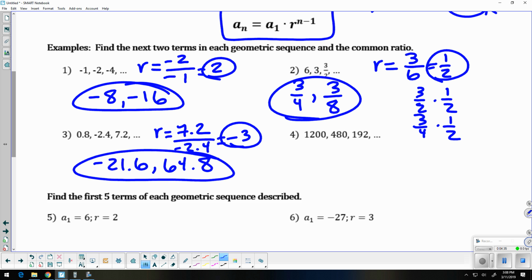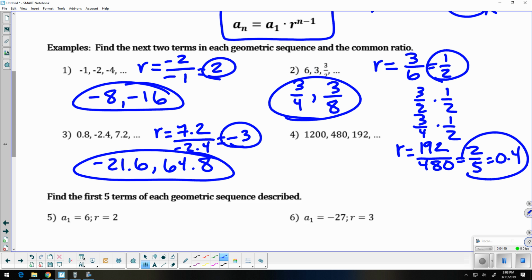And the last one, number 4, so figure out what r is. Take any term out of here, like 192, divide it by its previous, which is 480, and you get a fraction or a decimal. So just depending on how your teachers want it, either one would be acceptable. You could say 2/5 or 0.4, same thing either way.